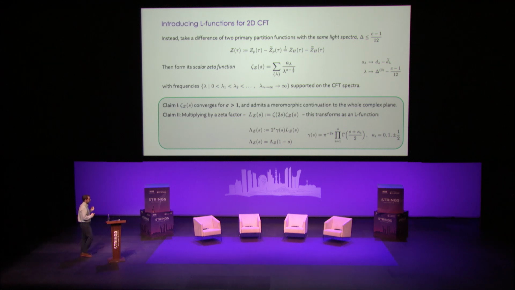The first claim is that this converges in the right half plane to the right of sigma equals 1, and admits a meromorphic continuation to the whole complex plane. And the second is that this, after you append a Riemann zeta factor, transforms as an L function. So if we form L by multiplying this zeta function by zeta to the 2s, zeta of 2s rather, then this transforms like a self-dual L function with this gamma factor.